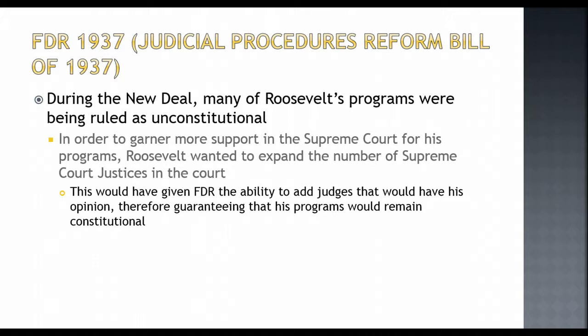This would have given him the ability to add 4 more liberal judges to the court, and it would have pretty much ensured that any one of his programs that came before the Supreme Court would have been ruled as constitutional. Now, Congress did not give him the right to be able to add 4 more justices. However, what ended up happening is because these justices now felt threatened, they became much more amiable to making sure that the programs that came before the Supreme Court were given at least a little bit more of a fair shake within the system.